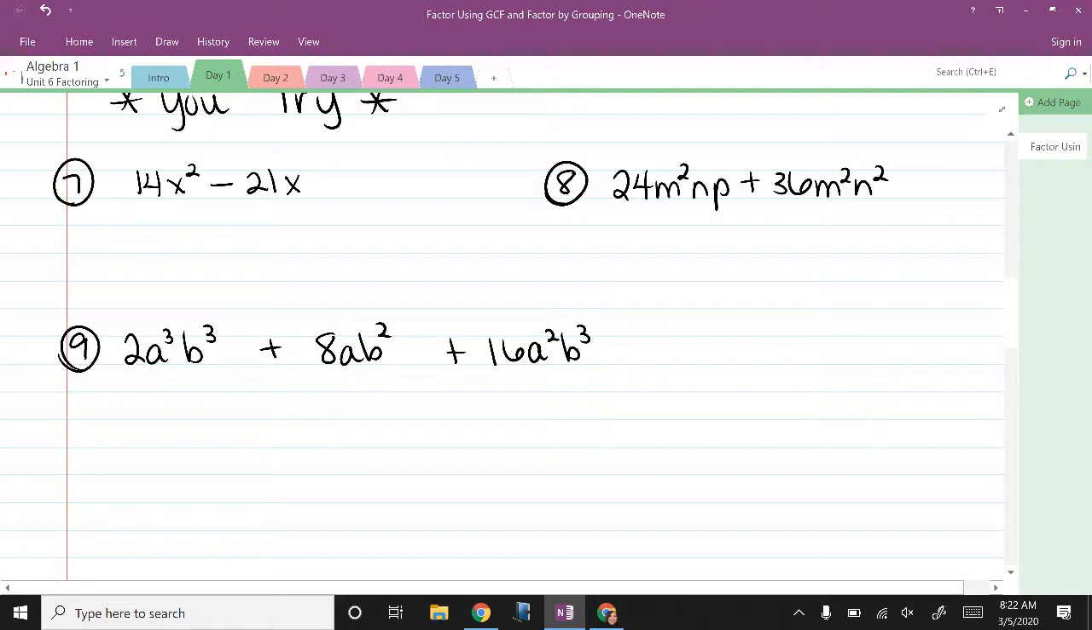Okay, so something I'm noticing is we got to copy the problem, right? Because if you miss one of the legs on a copying, then that's gonna mess up your GCF and everything else. So be sure that you copy correctly. All right, so number 7, 14x squared minus 21x.